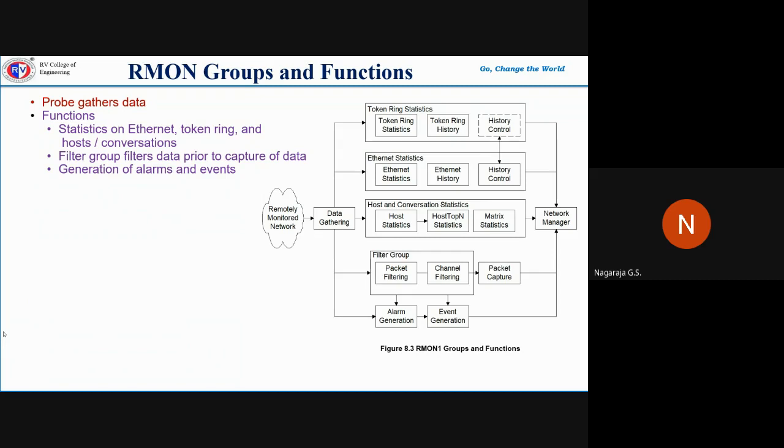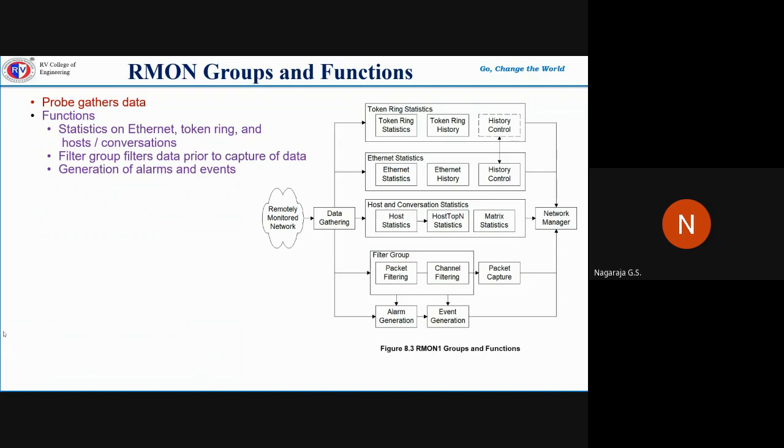There are three tables in this particular group: the matrix control table, the matrix source-to-destination table, and the matrix destination-to-source table, the DST table. So these three tables are available in the matrix statistics. If we take up one or two examples later, you can understand how that information is stored in each case. So we are trying to say that for these groups' functionality, you are supposed to talk about it in terms of the host and conversation statistics.